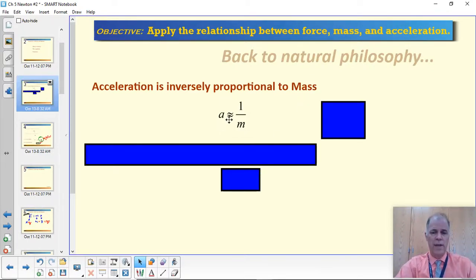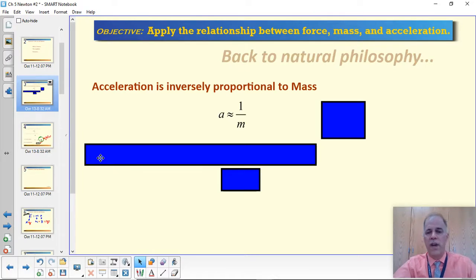That squiggly equals thing means "is proportional to," and we say acceleration is inversely proportional to mass, meaning that if we take the inverse of mass, 1 divided by the mass, that tells us the acceleration. So if m is a great big number, well, 1 divided by a great big number is a little tiny number, which means we get a small acceleration. Whereas if m is a little tiny number like 1/100th or 1/10th, 0.001, something like that, when we divide 1 by a little tiny number, we get a great big number. So that's what we mean by acceleration is inversely proportional to mass.